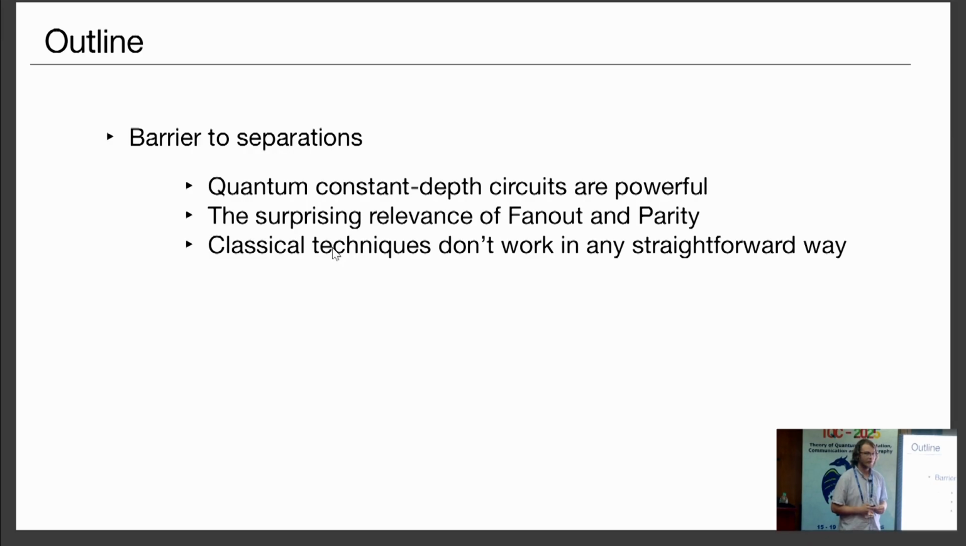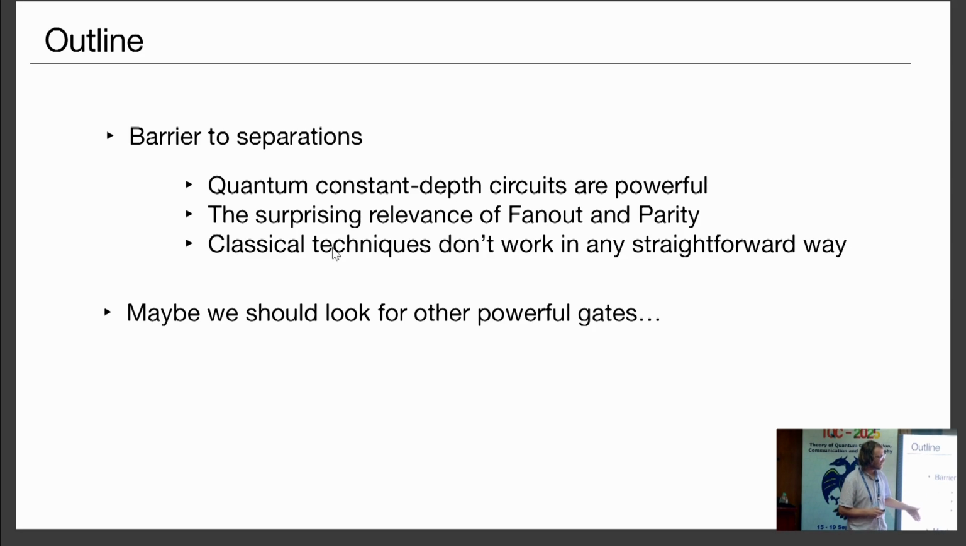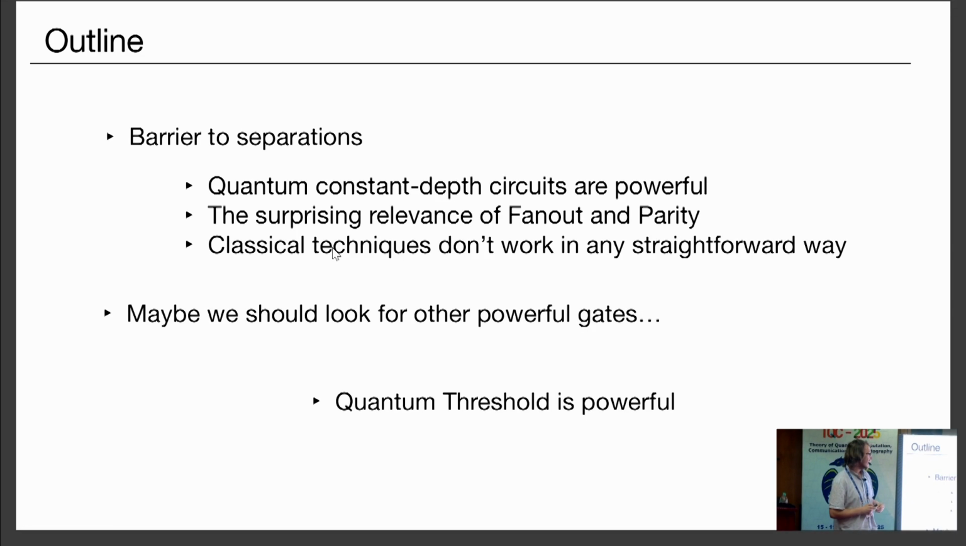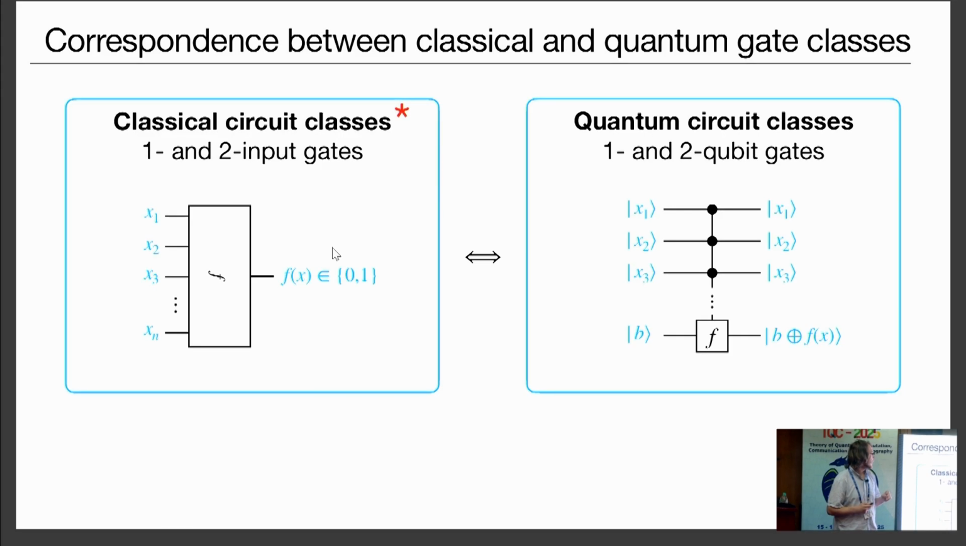Yeah, I mentioned classical techniques don't really have a straightforward way to be made quantum. And so this motivates the real question behind this work, which is, okay, if we can't prove unconditional lower bounds, then we should ask which other multi-qubit gates are as powerful as this parity gate. And that leads to the title of our talk, which is that these so-called quantum threshold gates are examples of such gates.